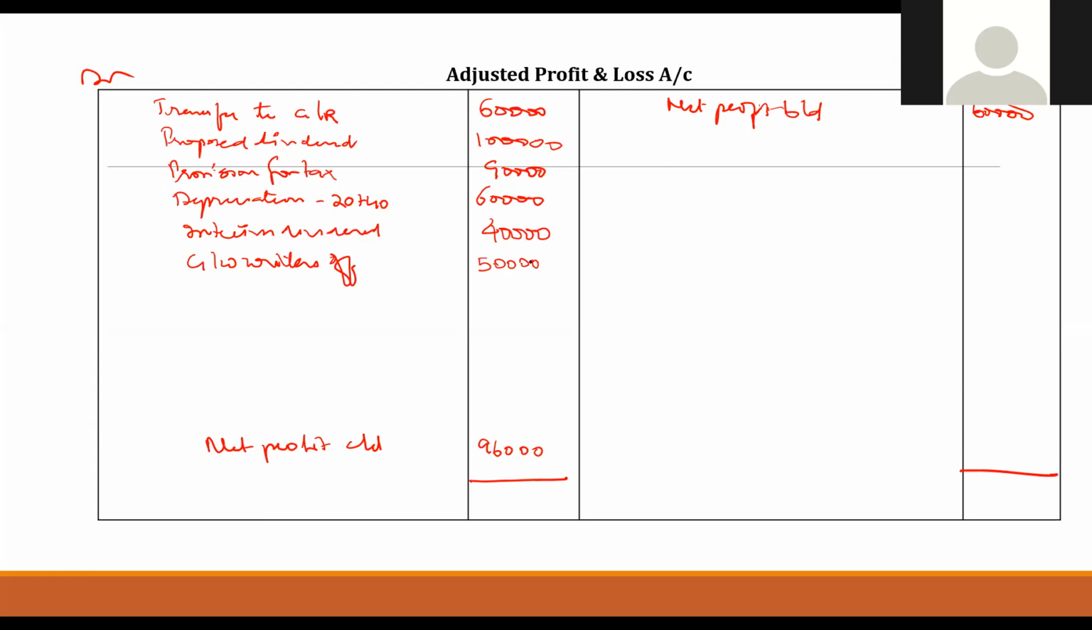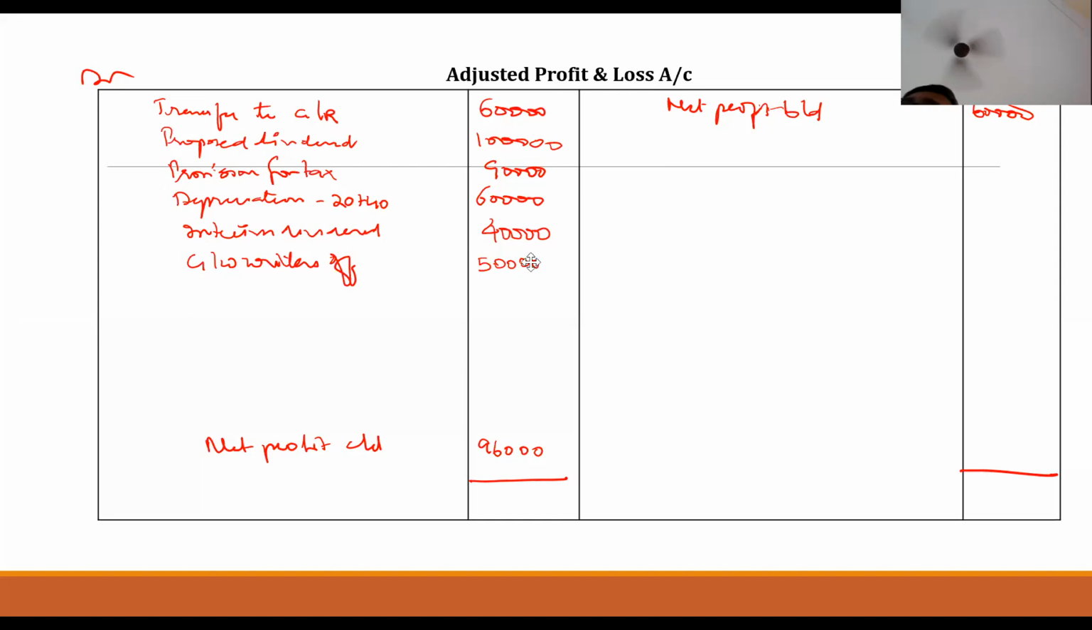So usually what is the item which will appear in the credit side? All the non-fund, non-cash, non-operating items. Can you tell me one example? Interest received. So any other items? We don't have any other items. So we can balance this.